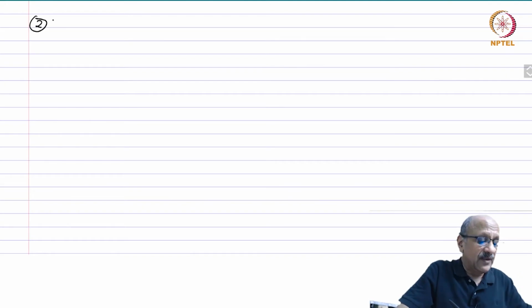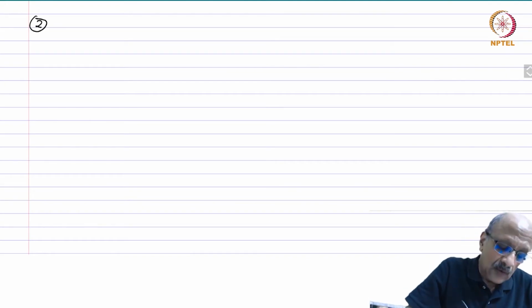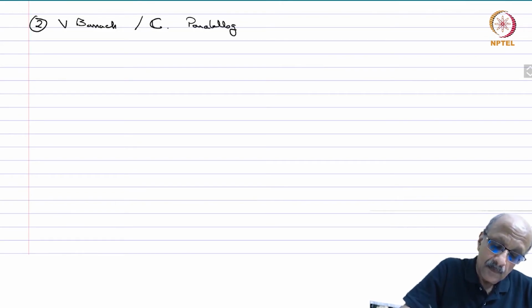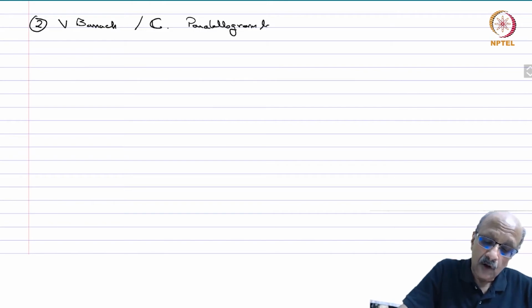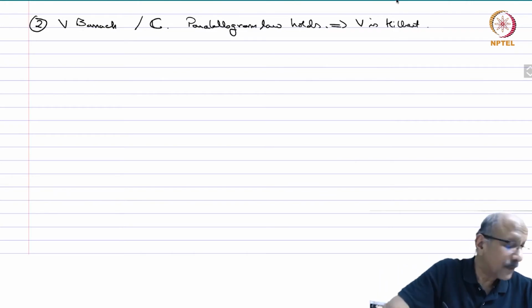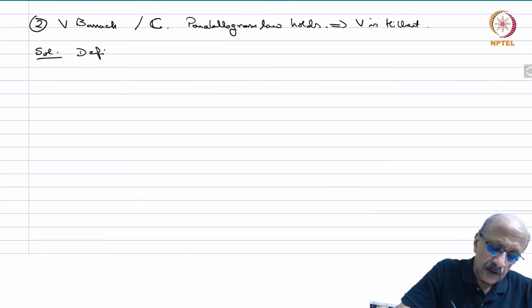Now in the complex case, V Banach over C, if the parallelogram law holds, then V is Hilbert. That means the norm comes from an inner product. So again, solution: now you define the inner product in the following way.